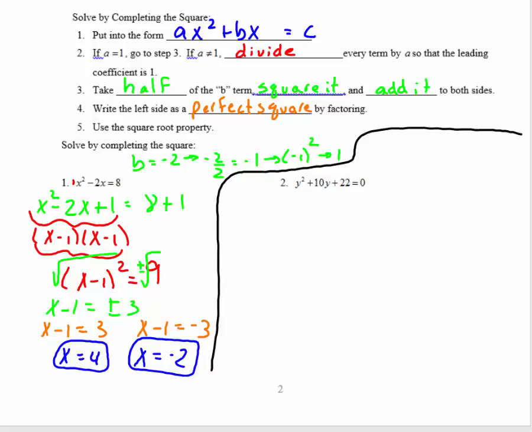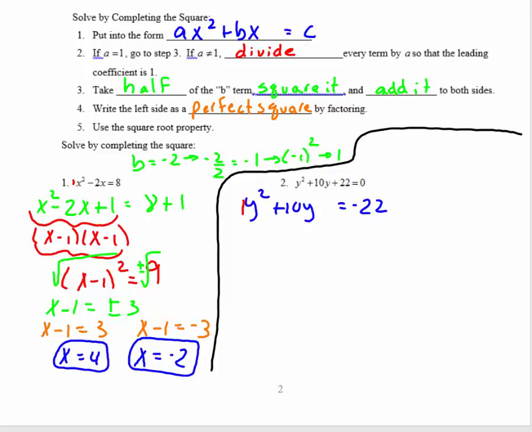Number 2, y squared plus 10y plus 22 equals 0. Since the direction said to solve by completing the square, the first thing we need to do is subtract the 22 over to the other side. So I'll end up with y squared plus 10y equaling negative 22. The second step is to make sure the number in front of y squared is a 1, and it is.